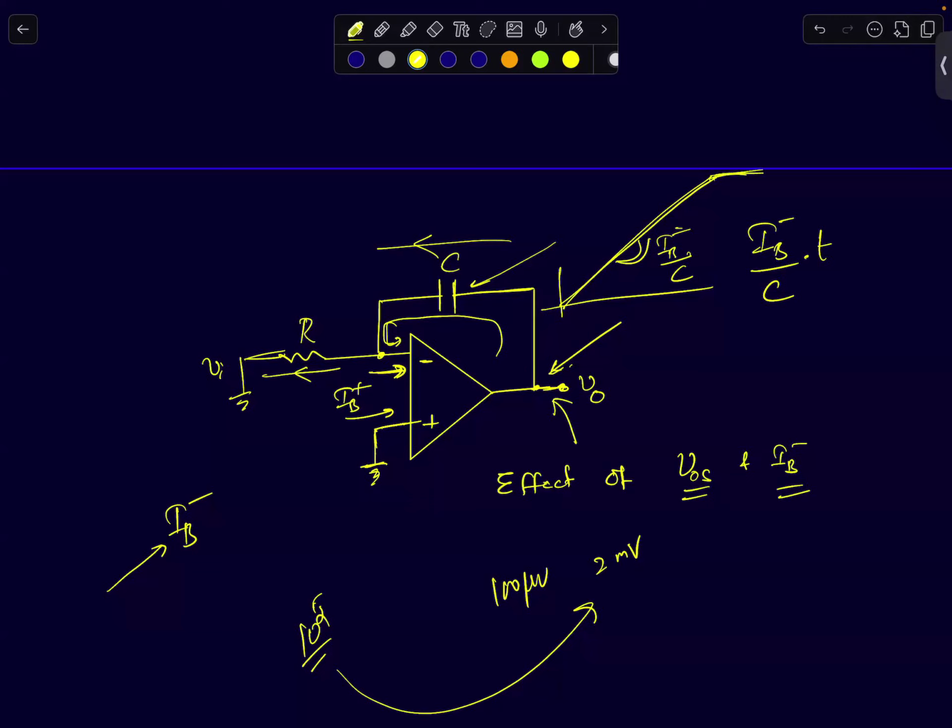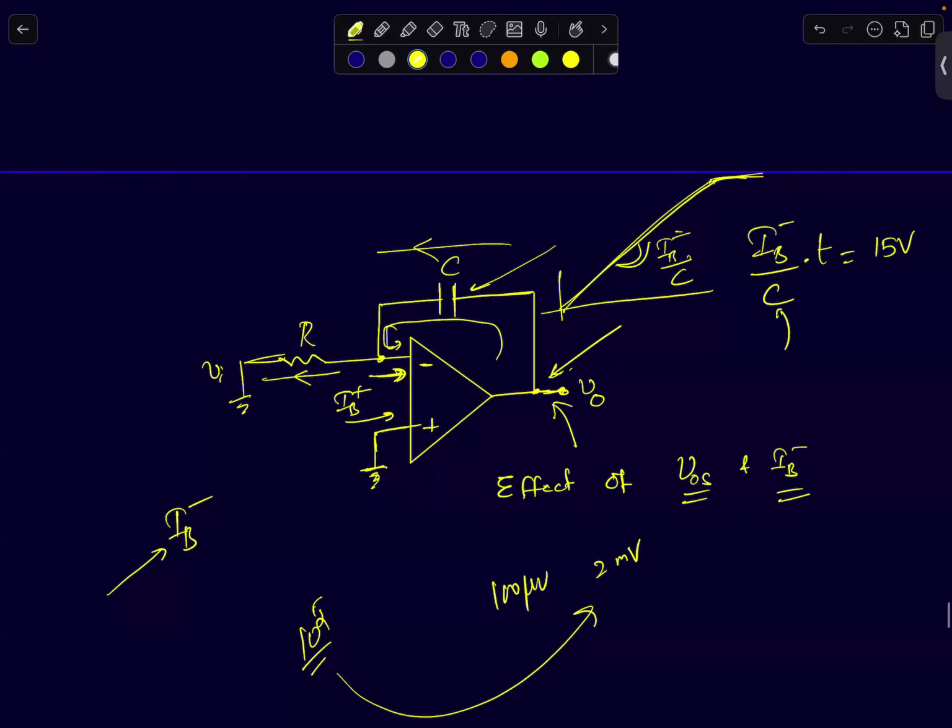reach the supply voltage. For example, let's assume the supply voltage is 15 volts and your integrating capacitance is, let's take an example of 100 picofarads. Then the time it takes to reach the supply will be 15 times 100 pico by, assume your base current to be 200 nanoamperes. So it will be 15 by 2, which is 7.5 milliseconds. In 7.5 milliseconds, the output of this op-amp would reach a saturation voltage.